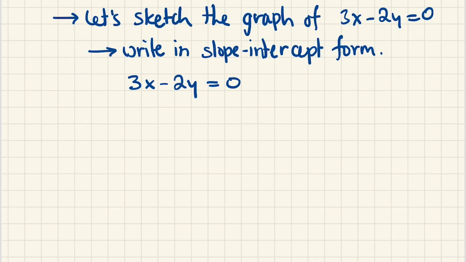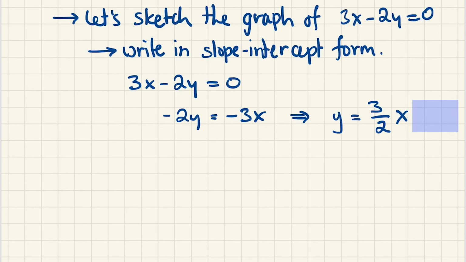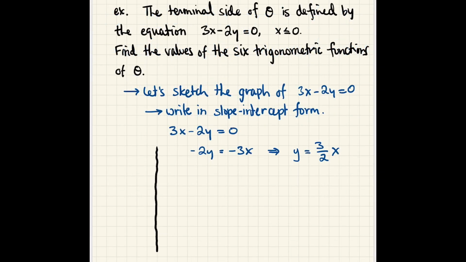So that's just solving for y. And if we divide both sides by -2, we get that y is equal to 3 over 2 times x. So we can see that this has a y-intercept of (0, 0), goes through the origin. Good. And this is a line with slope of 3 over 2. All right, well, it goes through the origin, and it has a slope of 3 over 2, which means it has a rise of 3 and a run of 2.